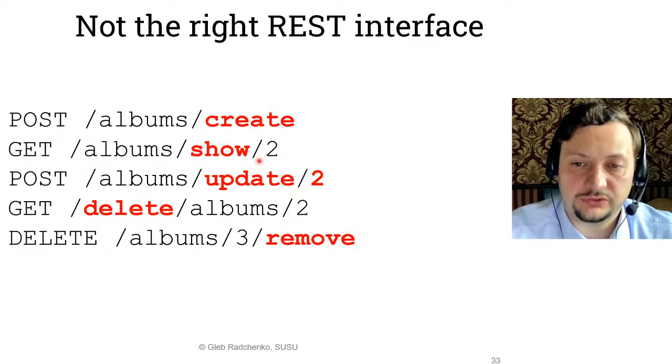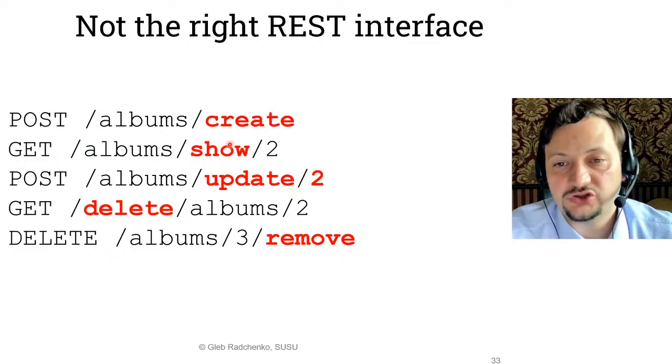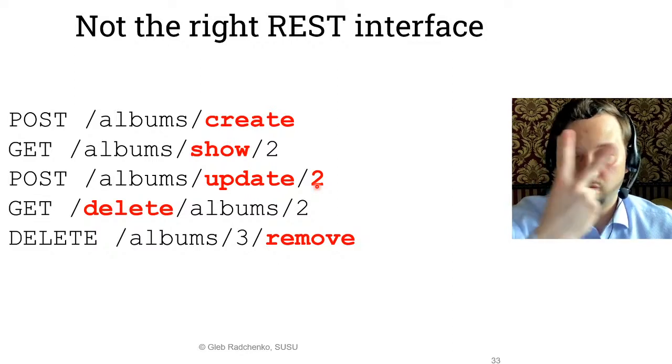Get albums show to, the same thing. The problem is that you already have the method get. You should not use the verb in the URL. Post update to. There are some problems here. There are two problems here.